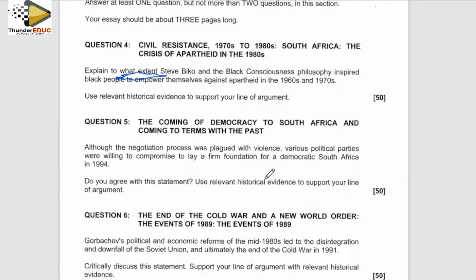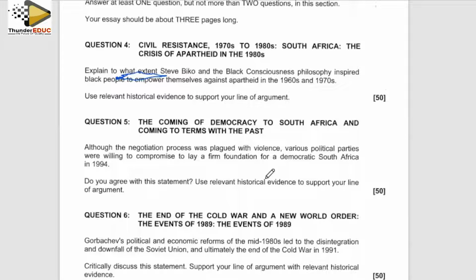Or this essay fully agrees with the statement that although the negotiation process was plagued with violence, various political parties were willing to compromise to lay a foundation for a democratic South Africa in 1994. Then you give evidence of instances of violence, or you give evidence of the compromise which was done.